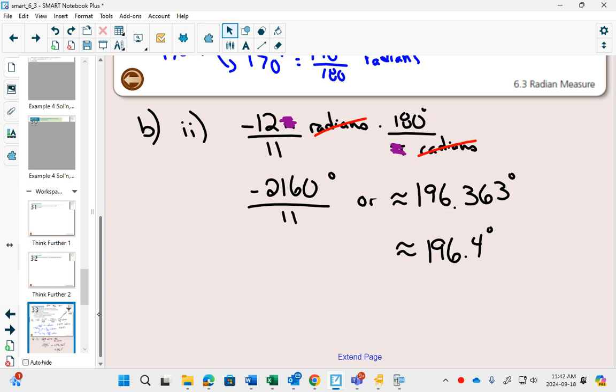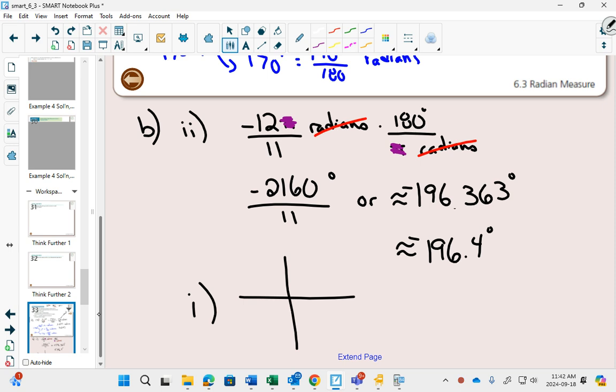Negative sign, negative sign, negative sign, negative sign. There we go. That's going to be important because we've been asked to draw it. We're asked to draw what negative 12 pi over 11 looks like.